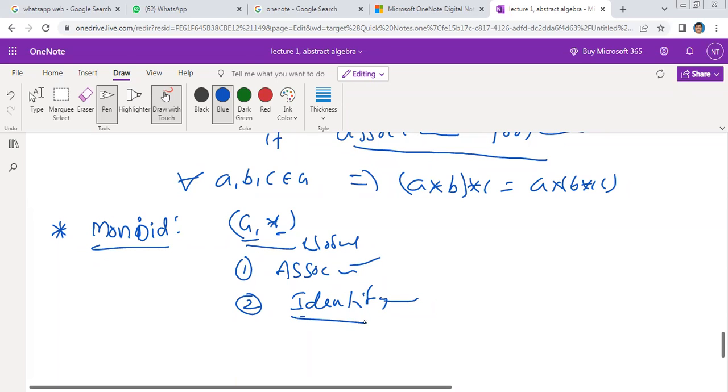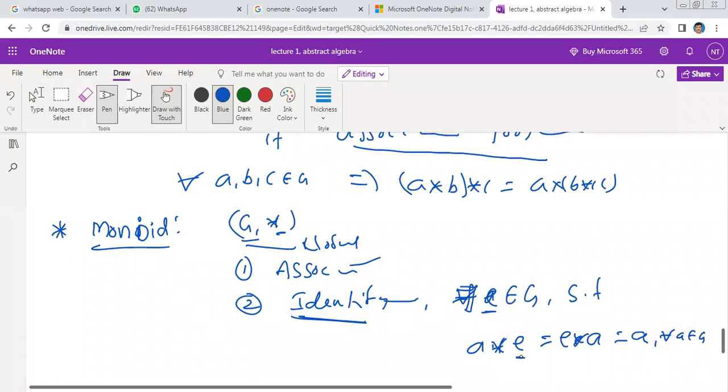Now what is the identity property? For every element a, there exists an element, identity element e belongs to G, such that a star e is equal to e star a is equal to a, for every a belongs to G. The output is a. This dummy element e is called the identity element.